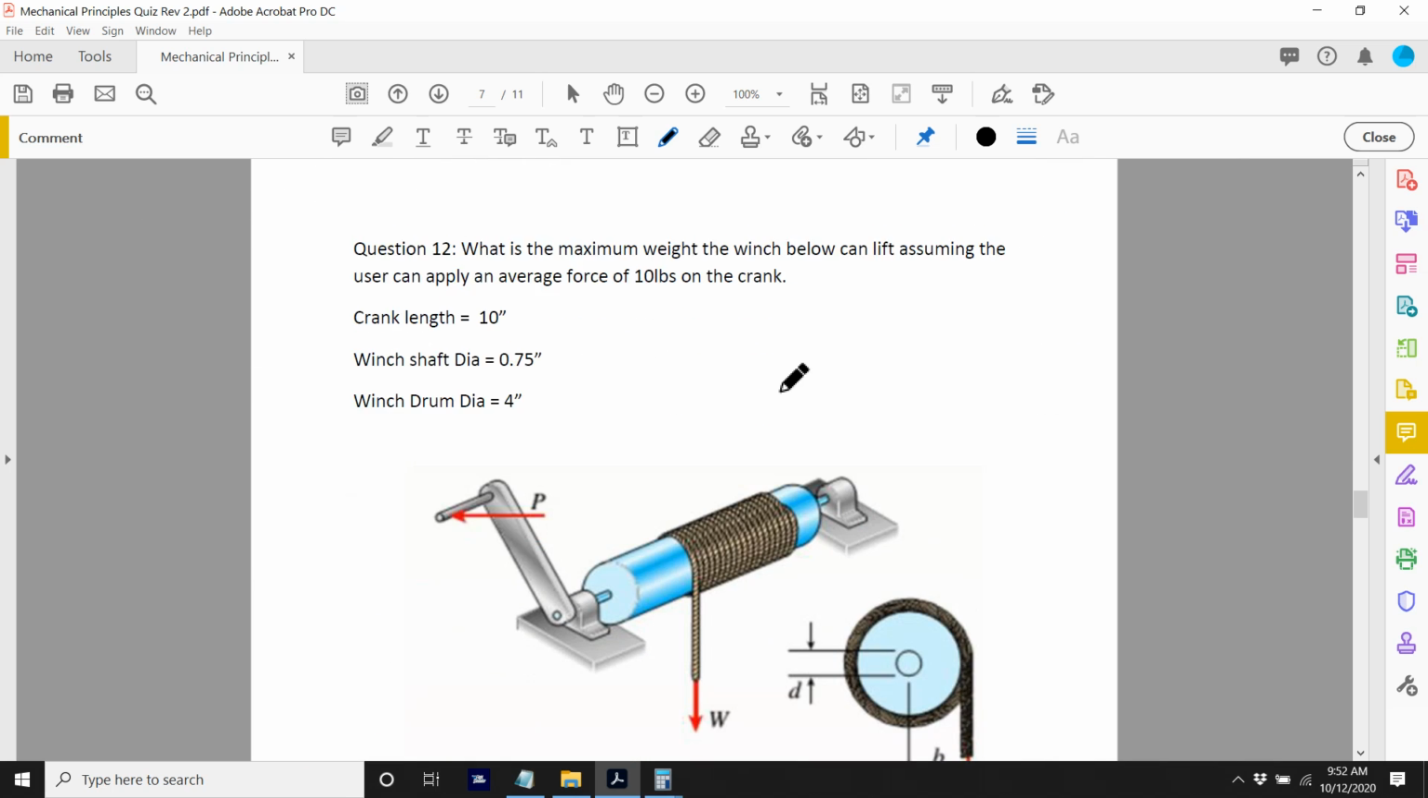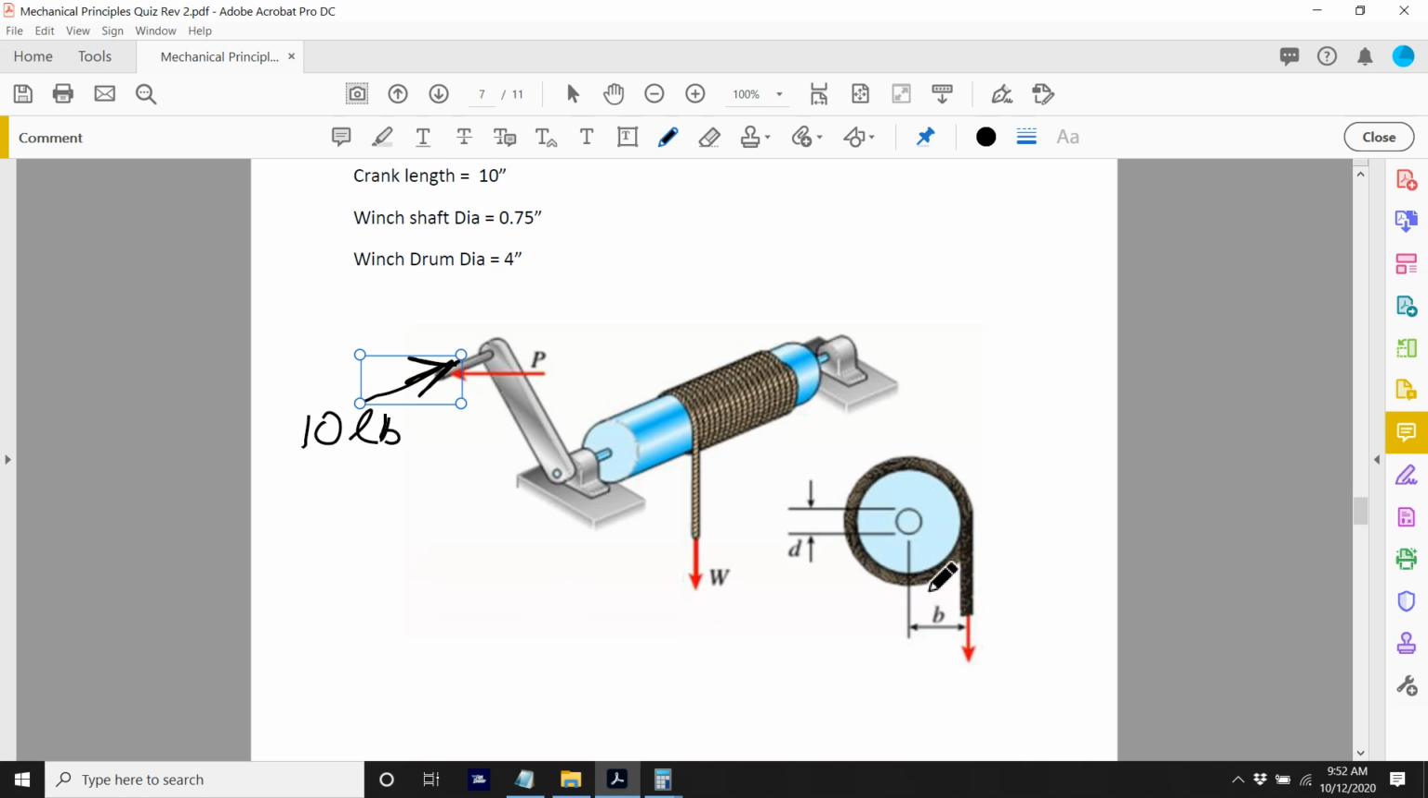we have, this is a crank and this is a winch. What is the maximum weight the winch below can lift, assuming the user can apply an average force of 10 pounds on the crank? So somebody has their arm, they're pushing on this crank, the max they can put in there is about 10 pounds. How much weight can this lift?